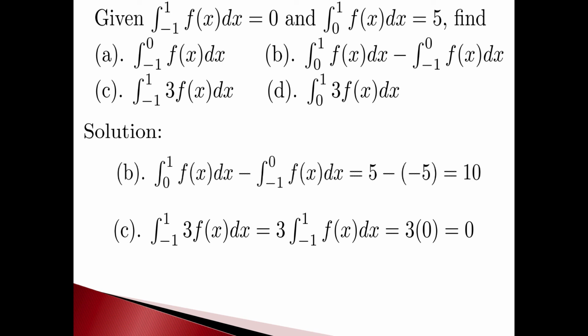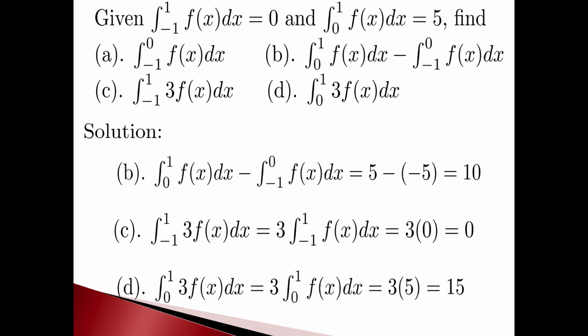For part C, they're asking us to find the integral from negative 1 to 1 of 3 times f of x. Well, remember, 3 times f of x, I could pull that 3 outside the integral. And so that just multiplies 3 times the value of the integral from negative 1 to 1 of just regular f of x dx, which we know to be 0 from what they told us in the problem. And of course, 3 times 0 is 0. But if I try that again from, say, 0 to 1, again, I pull the 3 outside the integral and use the fact that the integral from 0 to 1 of f of x dx is 5. We know that from the problem. Then 3 times 5 gives us now 15.